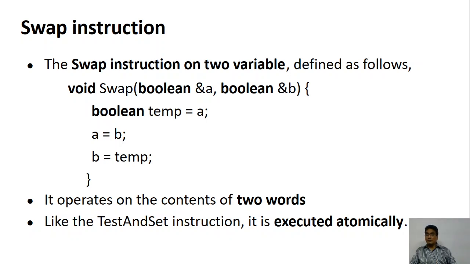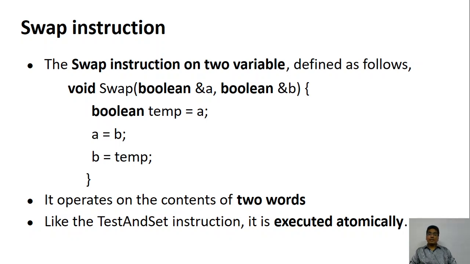The previous instruction, the test and set instruction, was used with one variable. Now you can use swap. You know what swapping is? You've done it in your data structures, at least when you did sorting algorithms, you know what swapping is. You interchange the values. So swap is also the same thing. You take two variables, or two words, and you try to interchange their values.